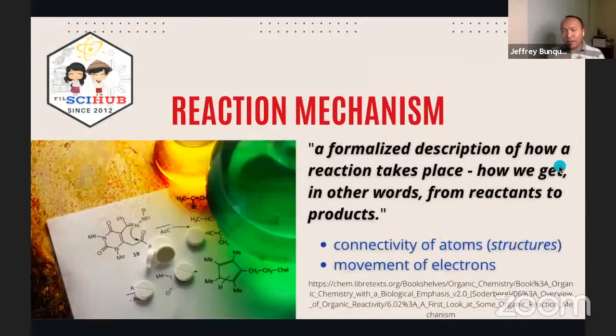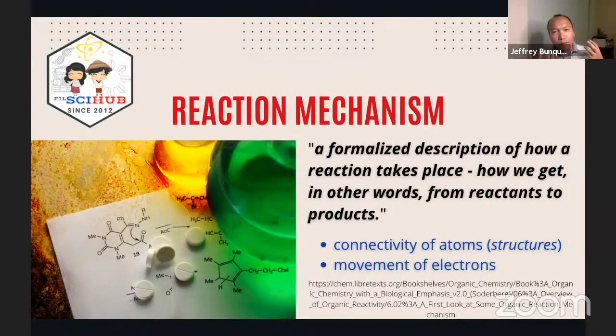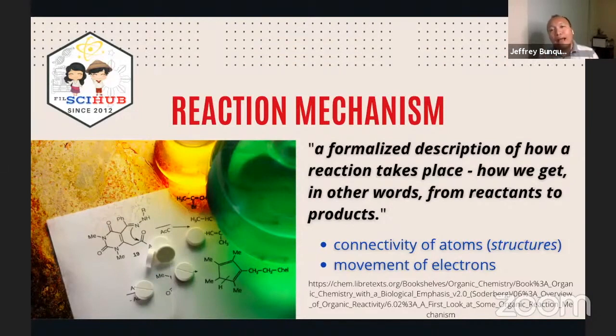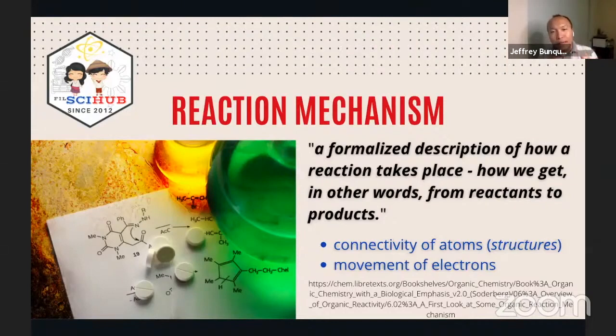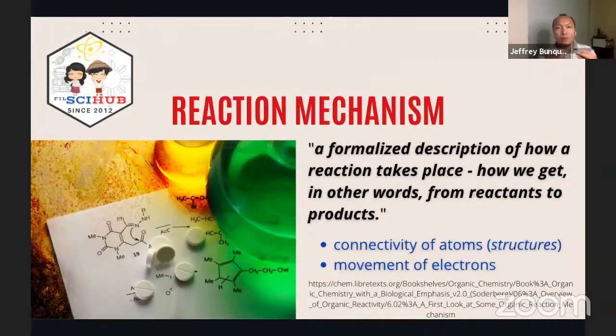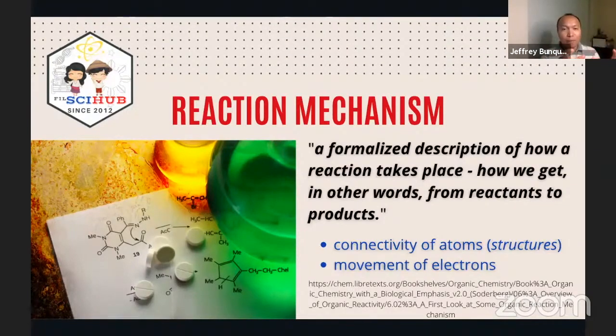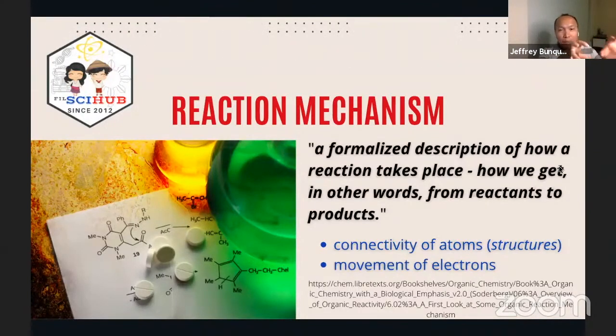All right, so let's start with a definition of reaction mechanism. So how is reaction mechanism defined? A reaction mechanism is a formalized description of how a reaction takes place. Essentially, it talks about how we get from reactants to products. Ano ba yung pinagdadaanan? Ano ba yung mga steps that chemical species undergo during a reaction for them to form the final product.